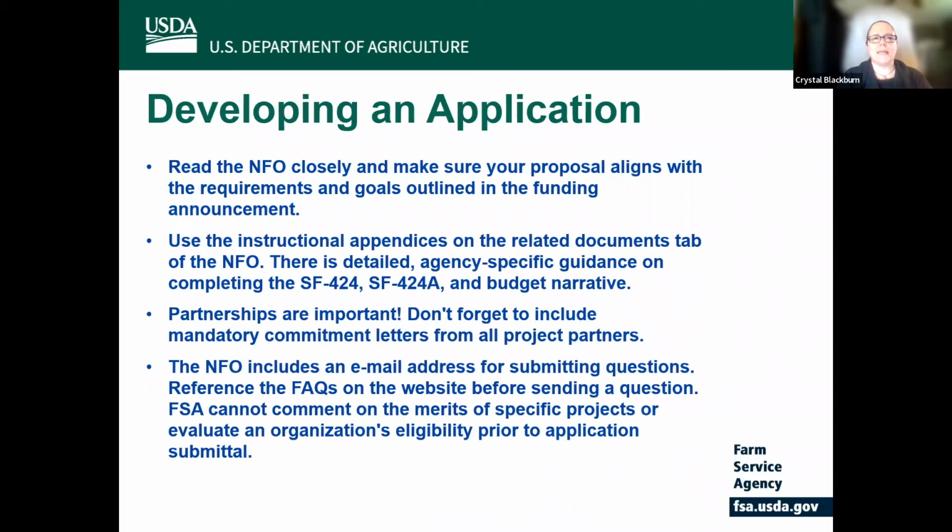Okay, so as you're developing an application, the NFO is going to be your best friend. Read it very closely. It contains almost every bit of information you will need to develop a successful application. There are instructional appendices in the related documents tab of the NFO. Those include detailed agency-specific guidance on how to complete some of the required forms, such as the SF 424, which is the application for federal financial assistance, SF 424A, which is a budget breakdown document, and then a budget narrative.